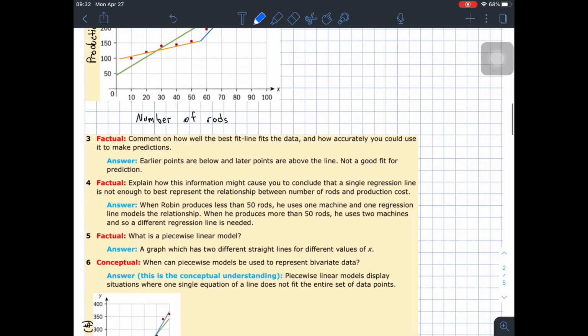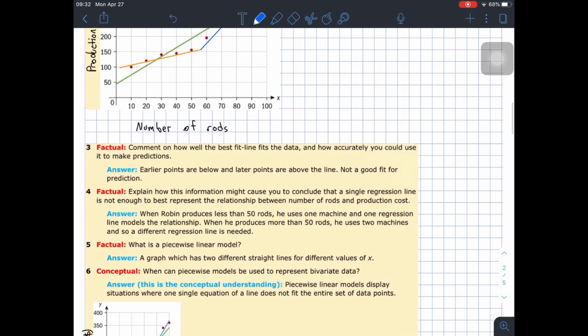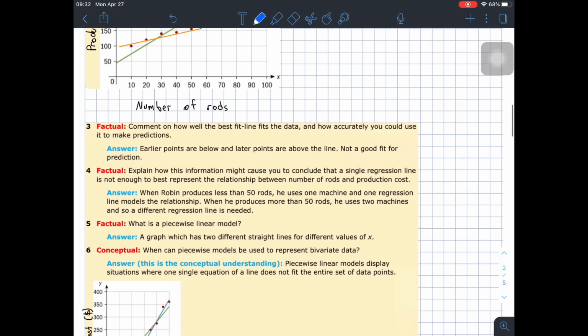Number four says, explain how this information might cause you to conclude that a single regression line is not enough to best represent the relationship between the number of rods and production cost. And here's the answer. It says, when Robin produces less than 50 rods, he uses one machine and one regression line models the relationship. When he produces more than 50 rods, he uses two machines, and so a different regression line is needed. So this is a supposition, right?